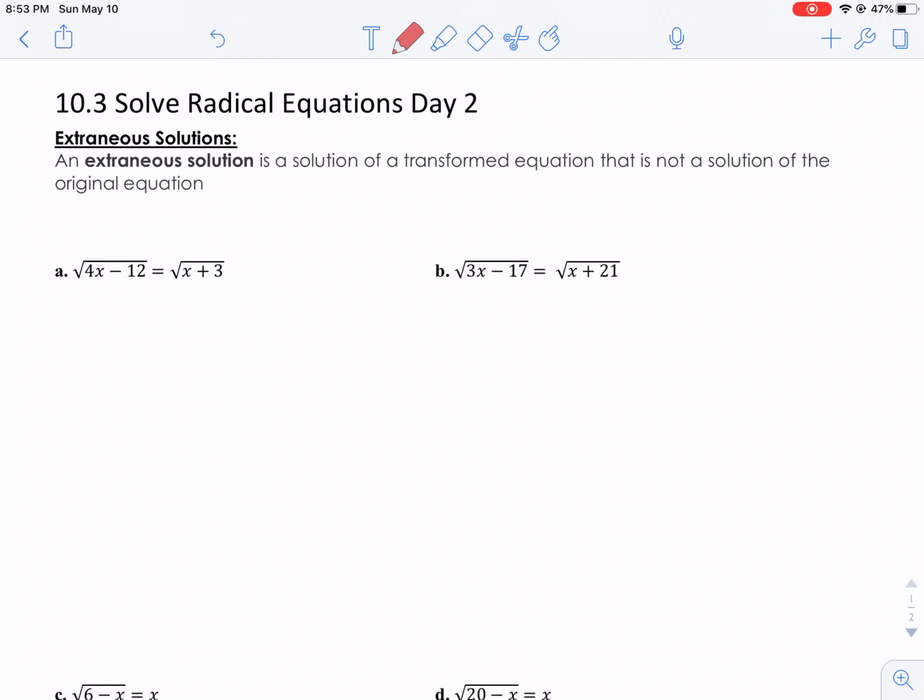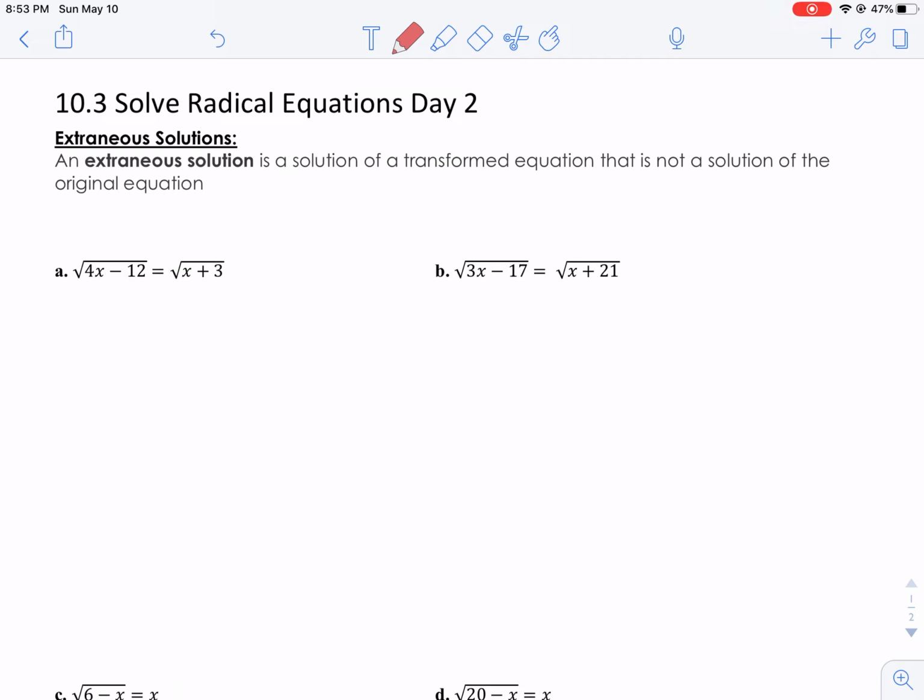All right, today we're going to look at 10.3 day 2. So we're going to continue solving radical equations. We're going to look at just the next two situations that can happen and how we would solve those. So first thing we want to go over is what an extraneous solution is.